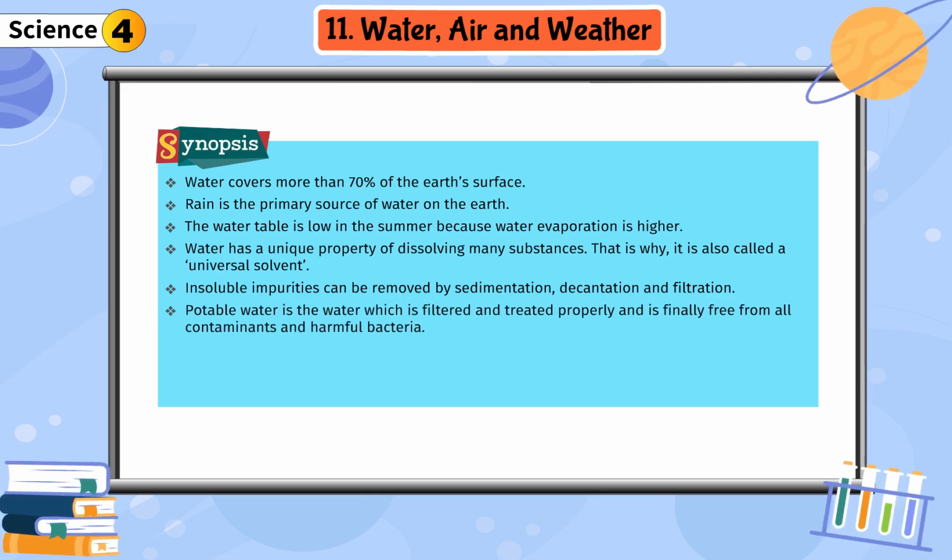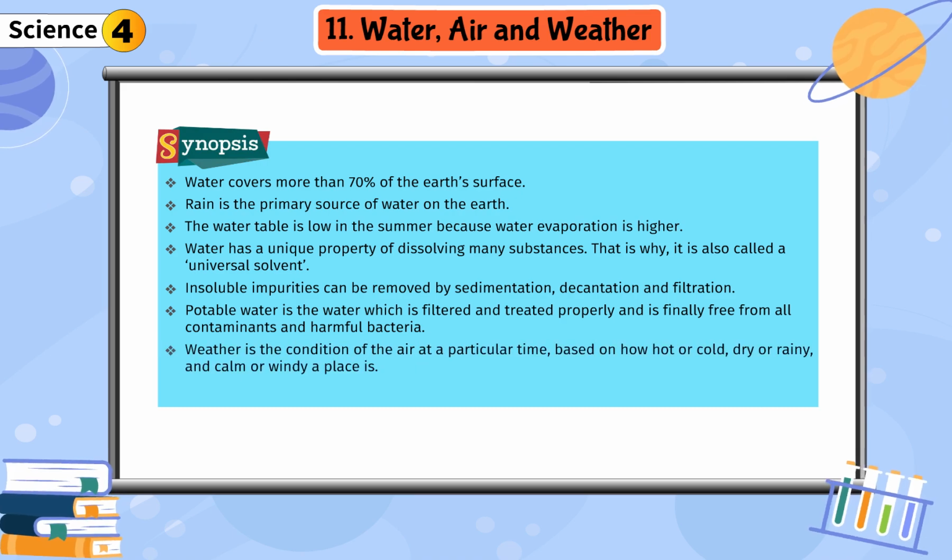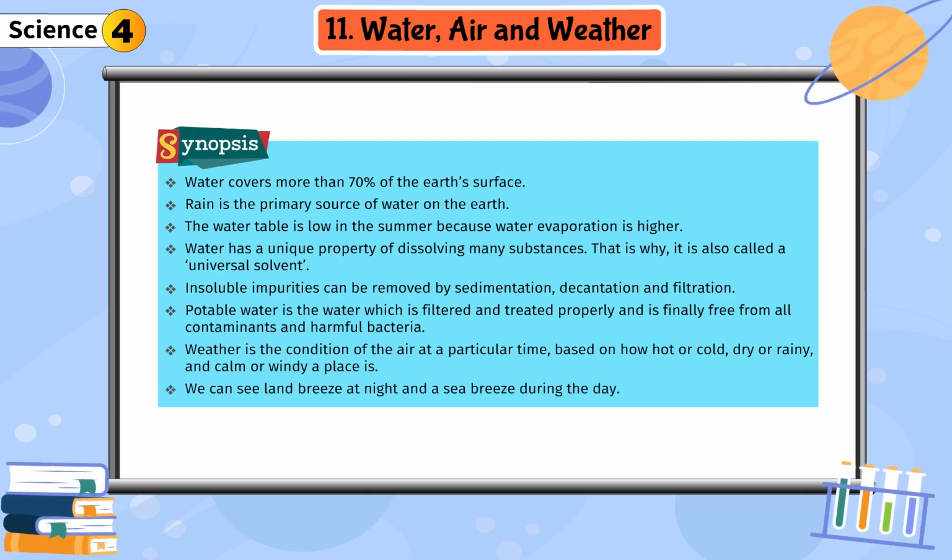Potable water is the water which is filtered and treated properly and is finally free from all contaminants and harmful bacteria. Weather is the condition of the air at a particular time, based on how hot or cold, dry or rainy, and calm or windy a place is. We can see land breeze at night and a sea breeze during the day.